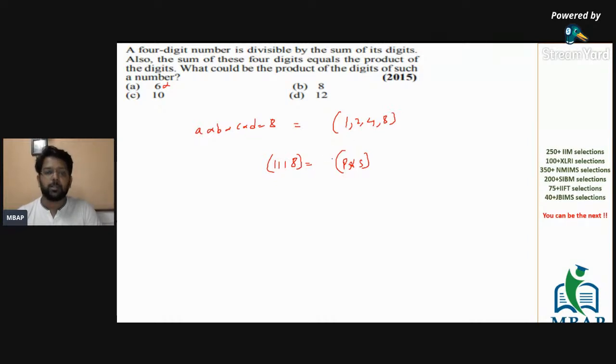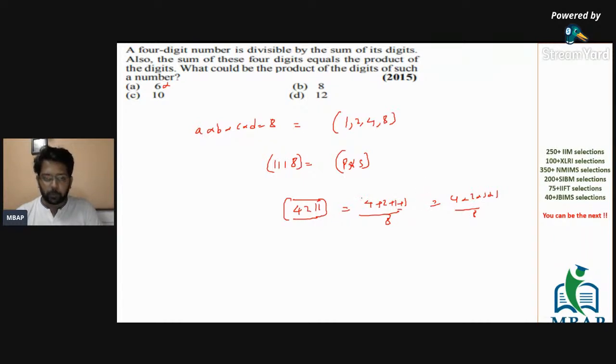This is not possible. So I would have to consider the other two numbers, which are 4 and 2. If I'm considering 4 and 2, I cannot consider 8. I can consider only a value which is 1, 1. So by a combination of values 4, 2, 1, 1, I can see 4 plus 2 plus 1 plus 1 is 8, and 4 into 2 into 1 into 1 is also 8. So, dude, this is matching.